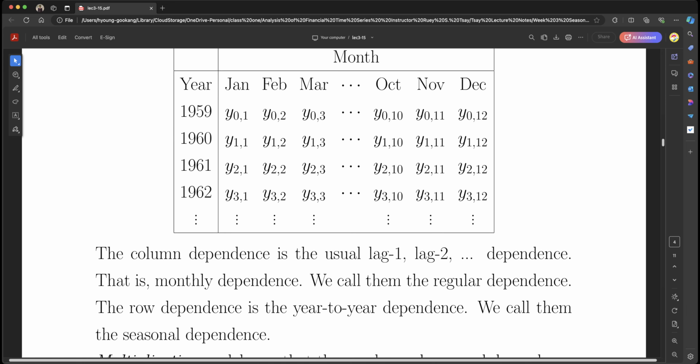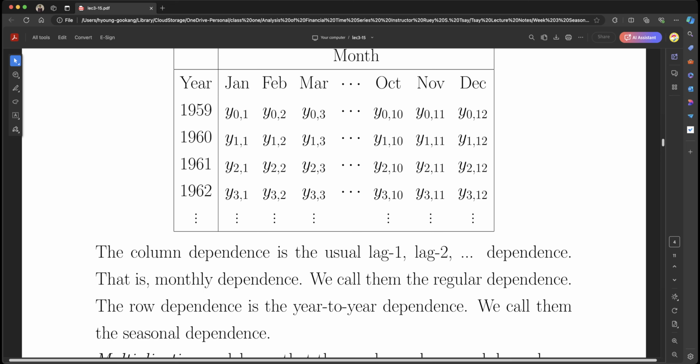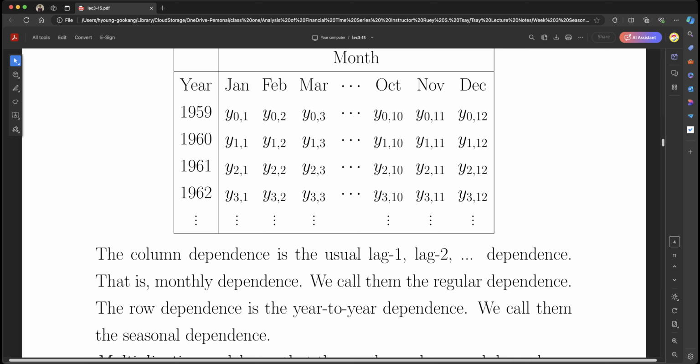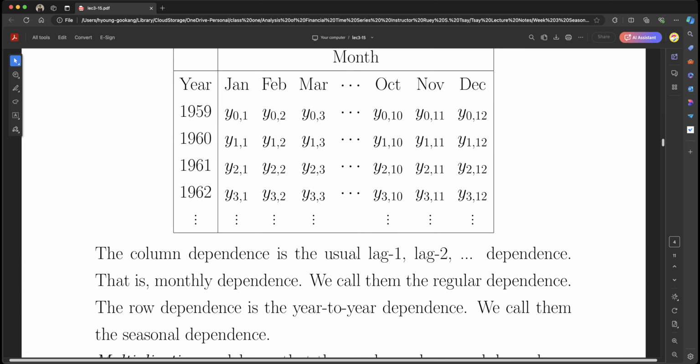and monthly seasonality. Here the column dependency is the usual lag 1, lag 2 dependency. That is monthly dependence. So February is affected by January, March is affected by February, November is affected by October, and December is affected by November. So it's a t minus 1 lag. Okay.